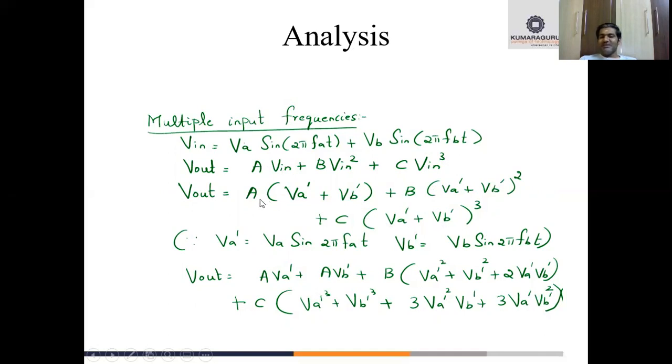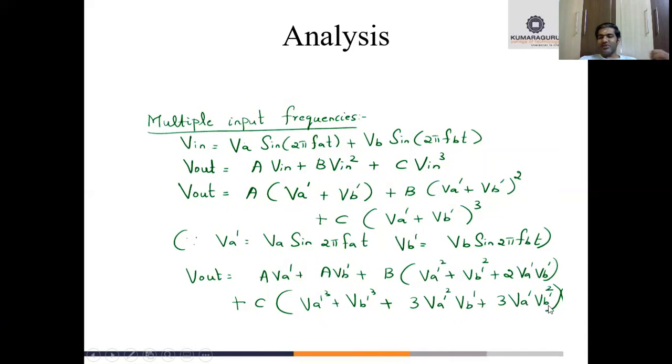So A times VA plus A times VB plus B into A plus B the whole square. The formula is A square plus B square plus 2AB. So VA dash square plus VB dash square plus 2 times VA dash VB dash. That is your B plus C into A plus B the whole cube. So the formula is what? A plus B the whole cube: A cube plus B cube plus 3A square B plus 3AB square. So VA dash cube plus VB dash cube plus 3 VA dash square VB dash plus 3 VA dash VB dash the whole square.